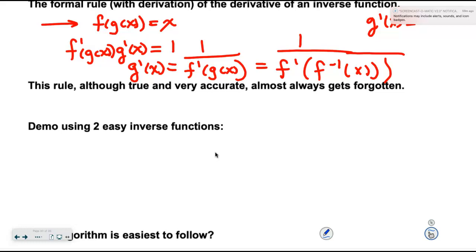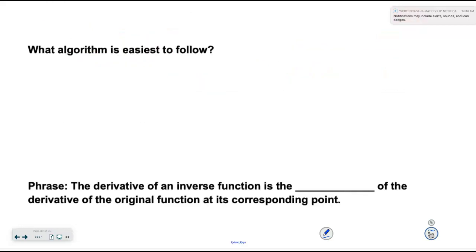Here it is. It says this rule, although very true, is truly how you do get the derivative of an inverse function. It's super accurate. It almost always gets forgotten. Even if you were able to do that today, in 2 days you'd be asking, what's that rule again? It's hard to remember. So I'm going to demonstrate what happens with inverse functions and why my method works. I guess I should publish this method because it worked last hour. I was like, sweet! I thought of something new.